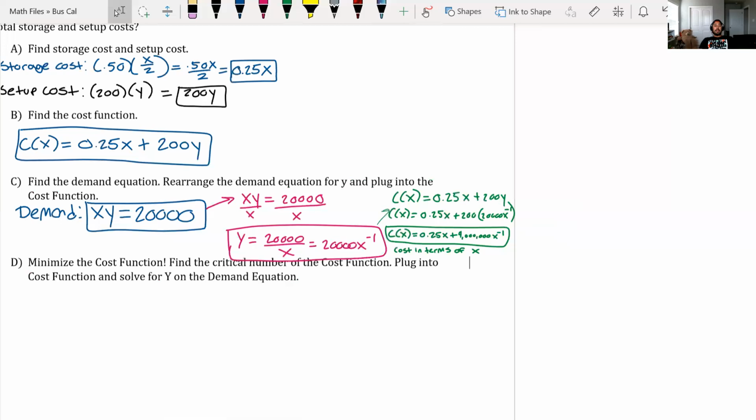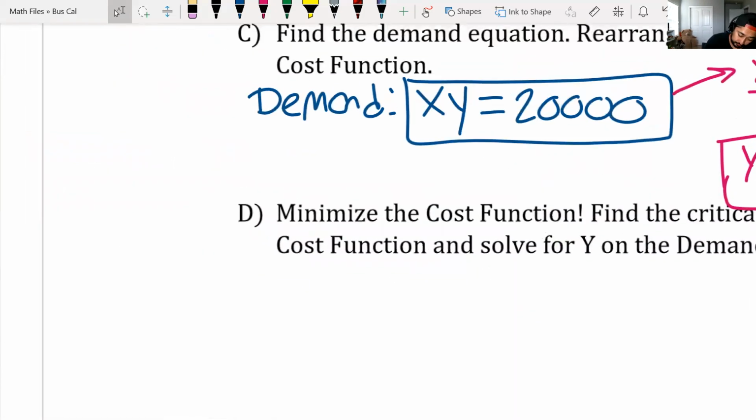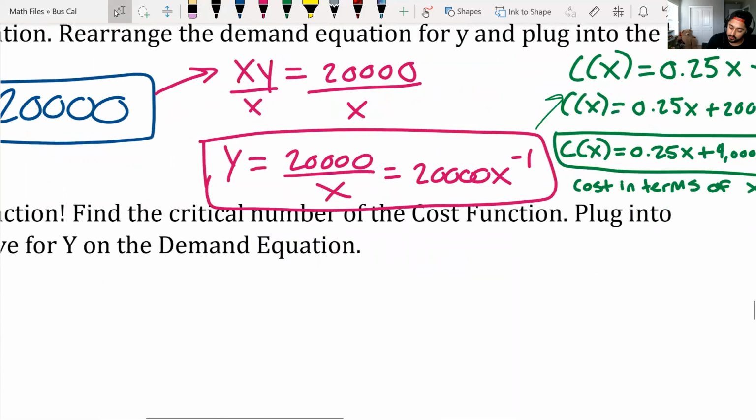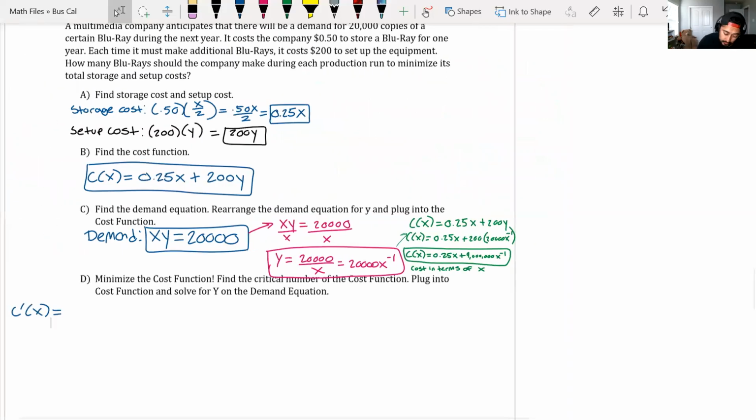Okay. And now, D, minimize the new cost function. Take the derivative, set it equal to 0, solve for x. That's what we're going to do. So that's step D. And I'll make use of my space. So we're going to say C prime of x, and we're taking the derivative of this one: 0.25x plus that. I'll draw you a nice little green arrow. We're taking the derivative of that.